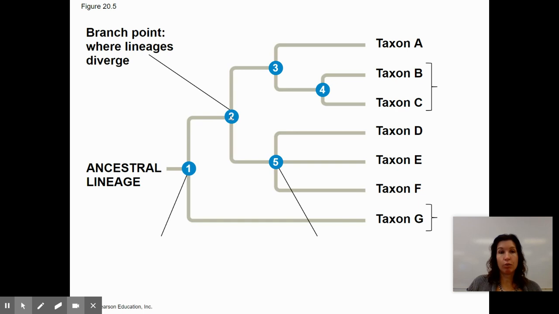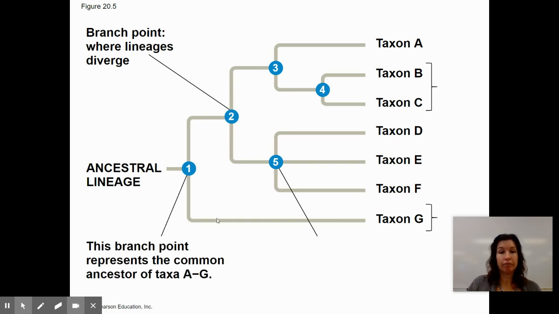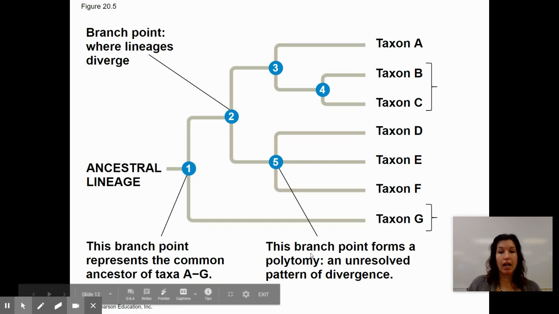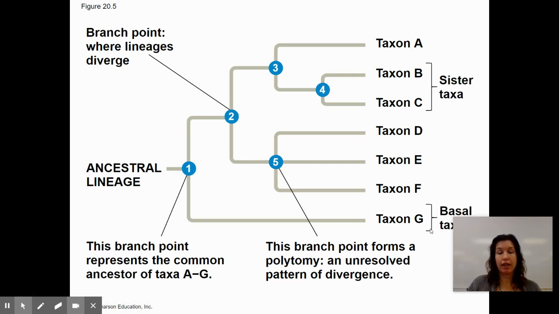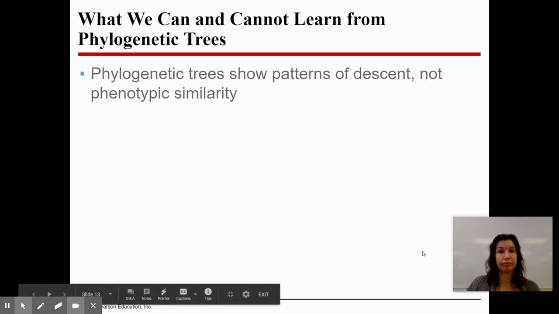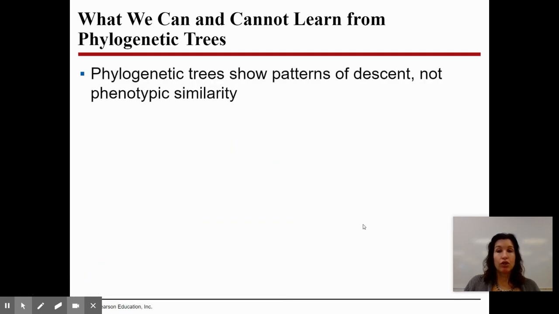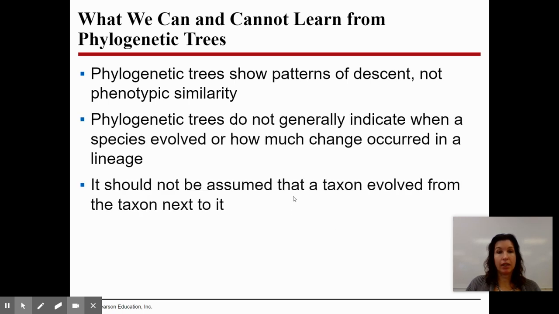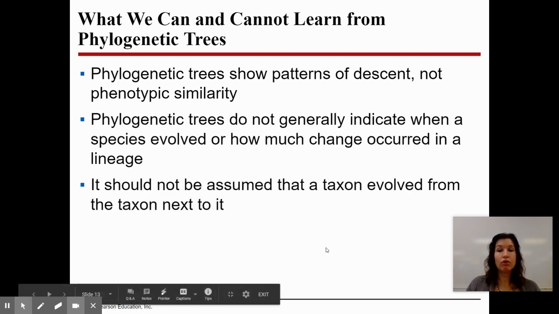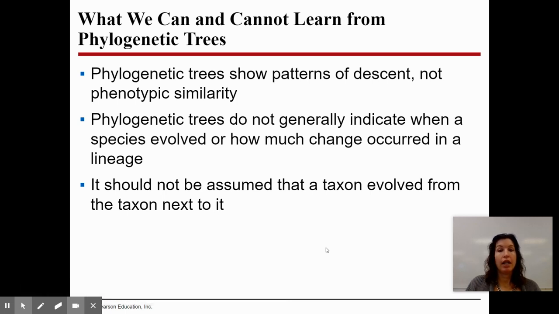So again, this branch point is where lineages diverge. And then here we have sister taxa, and then again, this is our basal taxon. So phylogenetic trees show patterns of descent, not necessarily phenotypic similarity. They don't generally indicate when a species evolved or how much change occurred. And it should not be assumed that a taxon evolved from the taxon next to it, right? They share a common ancestor.